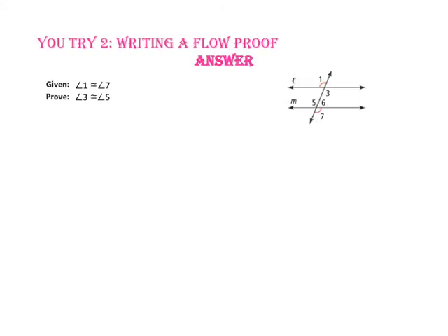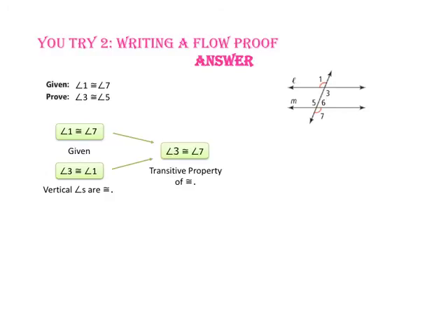Alright, in this flow proof, we want to prove that angle 3 is congruent to angle 5. Let's start with the given. Angle 1 is congruent to angle 7. In our next step, angle 3 is congruent to angle 1 because they are vertical angles. Since angle 3 and angle 7 are both congruent to angle 1, angle 3 will be congruent to angle 7 by the transitive property of congruence.